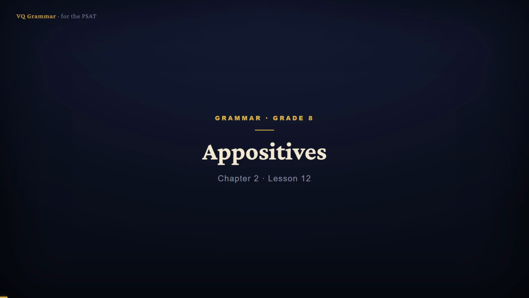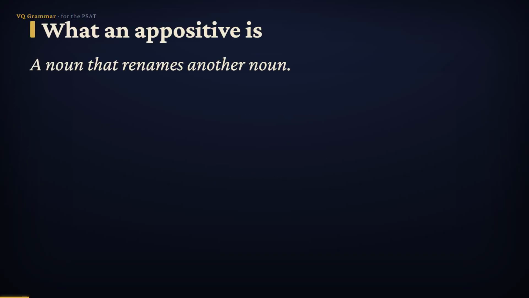This is Chapter 2, Lesson 12. We've been working with nouns, and now we'll meet a trick nouns can do, renaming each other. It's called the appositive, and we'll learn the one comma rule that goes with it. Let's start with the idea.